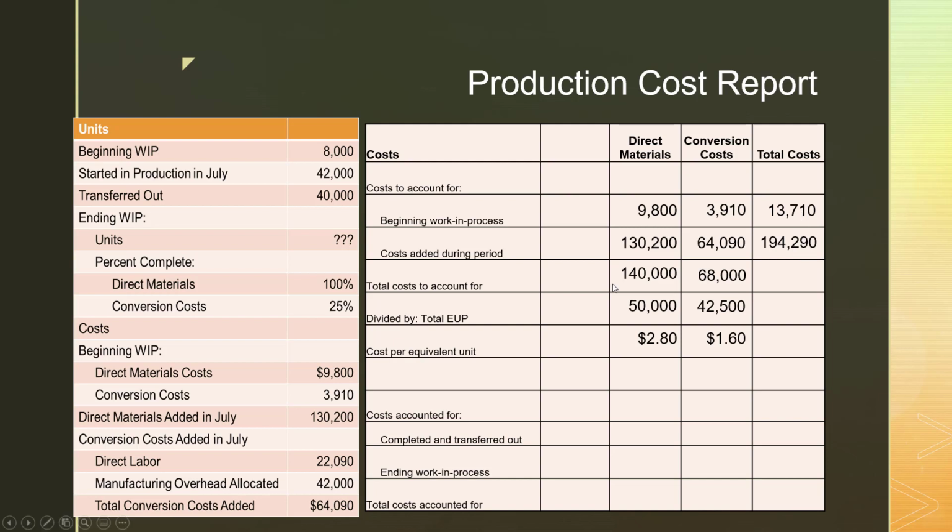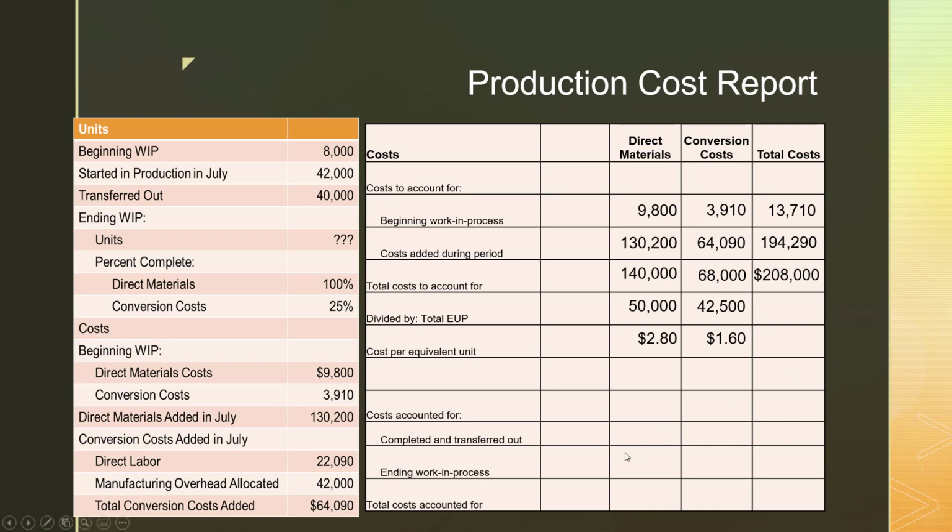If we add together either these two numbers, 140,000 plus 68,000 is 208,000, or these two numbers, 13,710 plus 194,290 is also 208,000. It doesn't matter if you go across the row or down the column, you should come up to the same number, and that is, in this case, 208,000. Peanut preparation department had $208,000 worth of costs tracked to units which were in this department during the period. And now it's our task to figure out what portion of that $208,000 we're going to transfer out and what portion of that $208,000 is going to stay here.